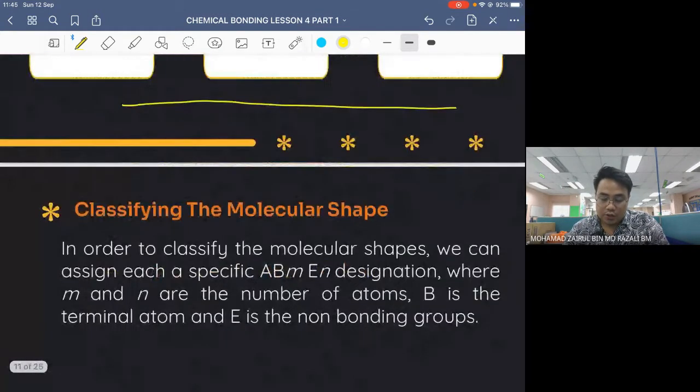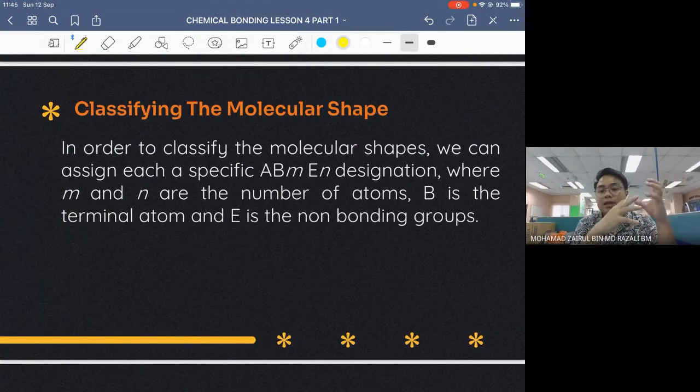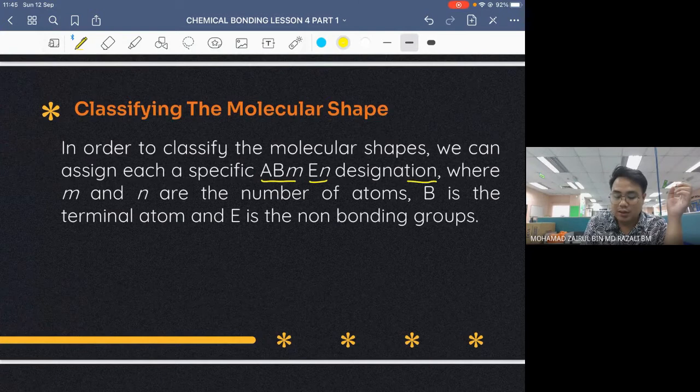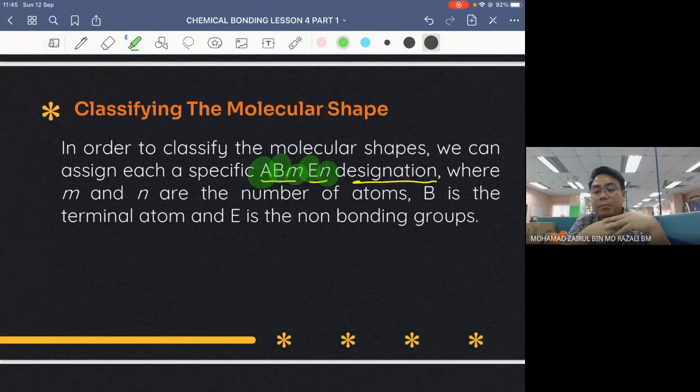So in order to make life easier, normally when we want to classify a molecular shape, we can assign each molecule a different class. We are going to assign it with the AB M E N designation, where A is the central atom, B is the terminal atom, M is the number of terminal atoms, E is the lone pair, and N is the number of lone pairs around the central atom.